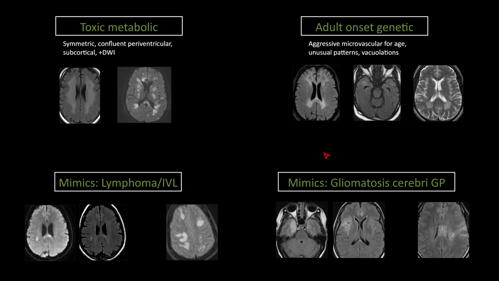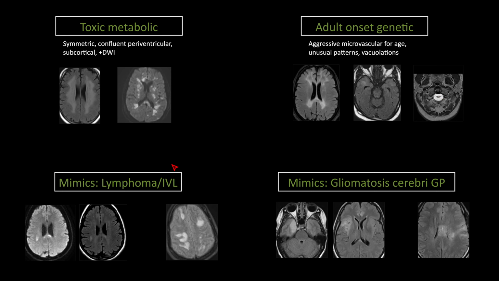We talked very briefly and incompletely about adult onset genetic white matter disorders, which are the leukodystrophies and genetic leukoencephalopathies. Some of the times when you can consider these is when you see something that's very aggressive microvascular ischemic change for age, as you can see in CADASIL. You see something unusual like posterior predominance, you'll see vacuolations, or you see big time posterior fossa, brainstem, cerebellum involvement, or very big cord atrophy. As you can see here, this cord is so thin.